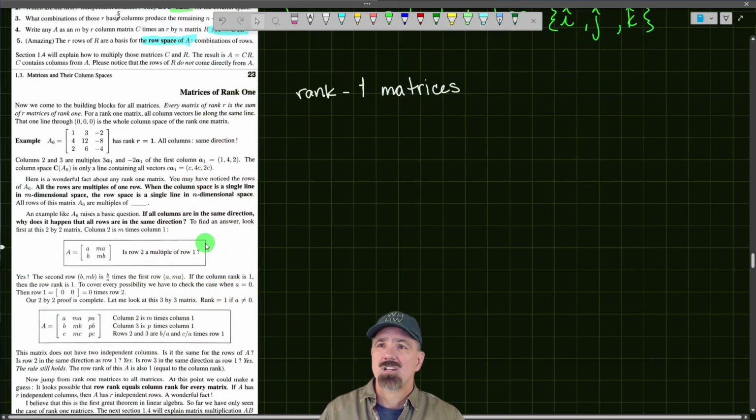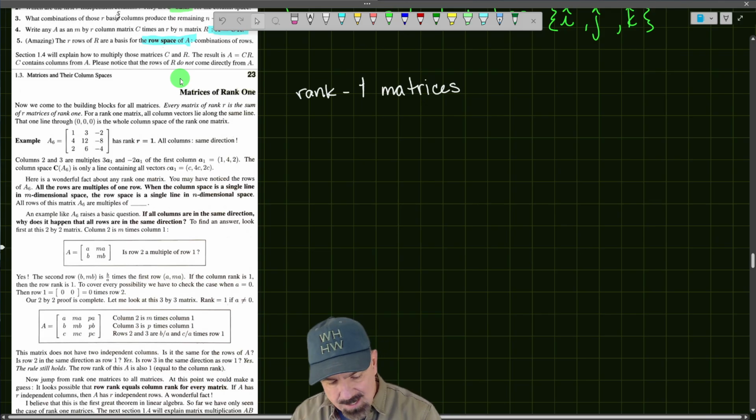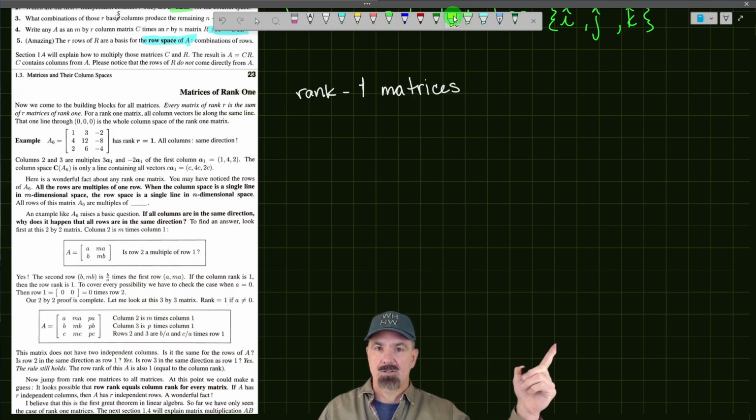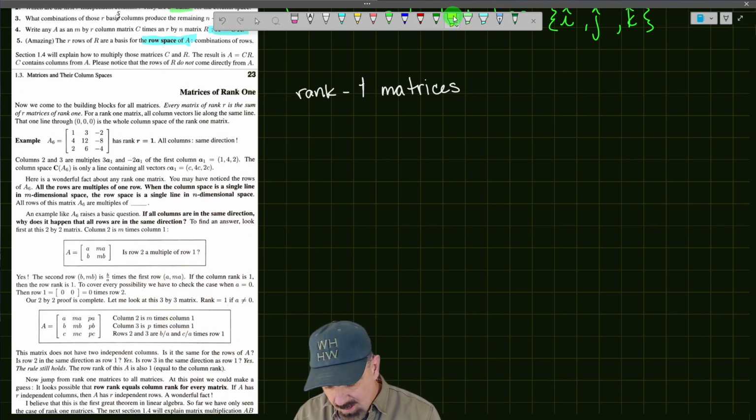The final thing under consideration here in his section 1.3 is rank 1 matrices. For the most part, we're going to leave you to read through this. Let me just highlight a couple of items. What does it mean for a matrix to be rank 1? That means it has only one linearly independent column. So what does that mean about all the other columns of the matrix? It means that they have to be scalar multiples of that one column. And that's what he's talking about here.